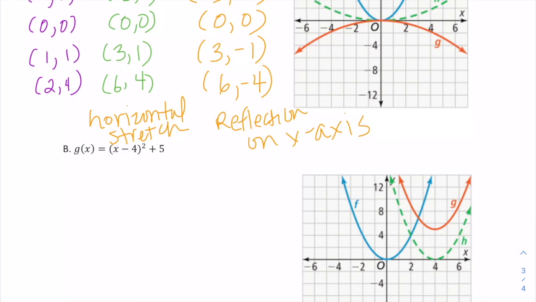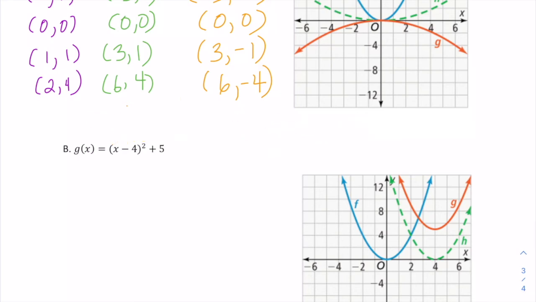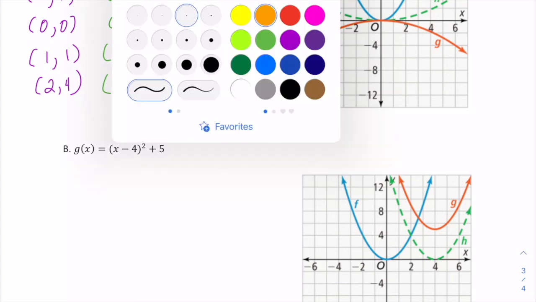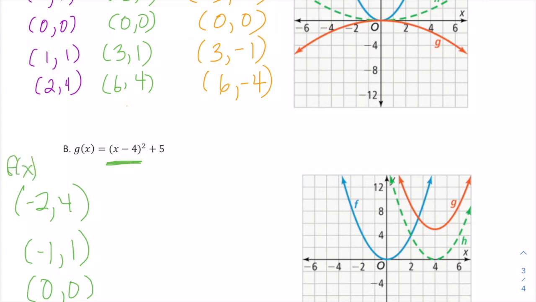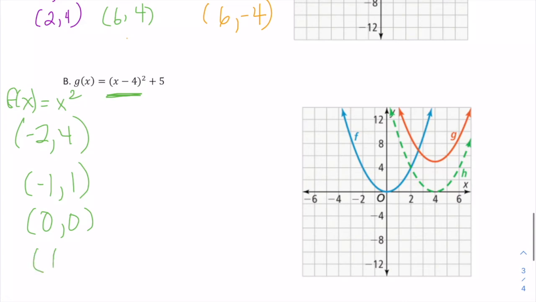So for this one, we have two things that are happening. So the first thing we have is inside the parentheses. So it's going to be a shift 4. So I'm going to put those points again here for just a regular parabola. So -2, 4, -1, 1, 0, 0. And this is if our original was just x squared. Okay? And then 1, 1, and 2, 4.